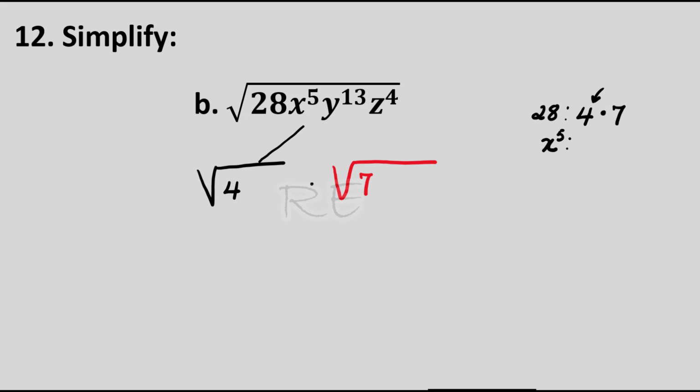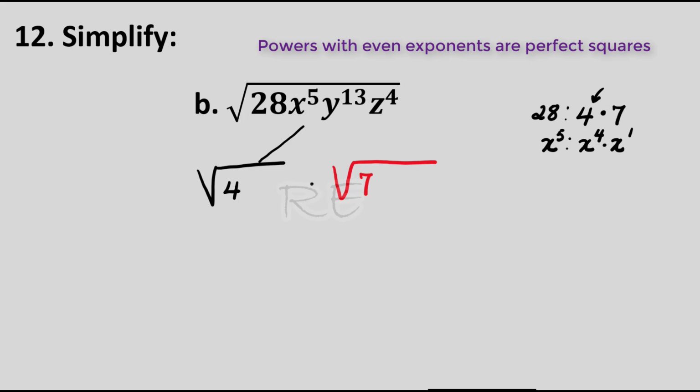X to the 5th, x to the 4th times x to the 1st. Remember, x to the 4th is x to the 2nd times x to the 2nd. Y to the 13th is y to the 12th times y to the 1st. Y to the 12th is perfect, it is y to the 6th times y to the 6th. And square root of y is irrational.